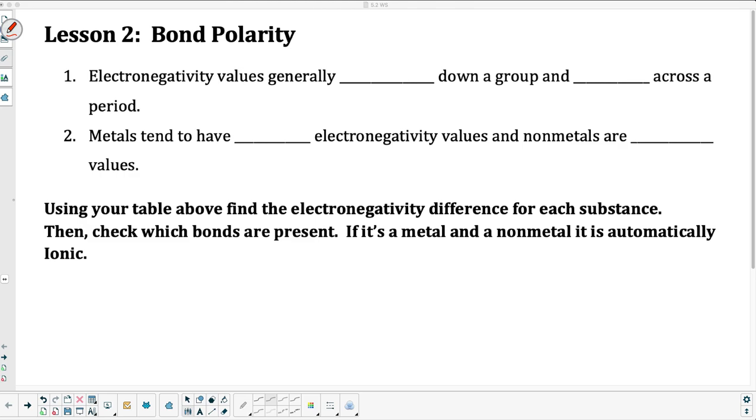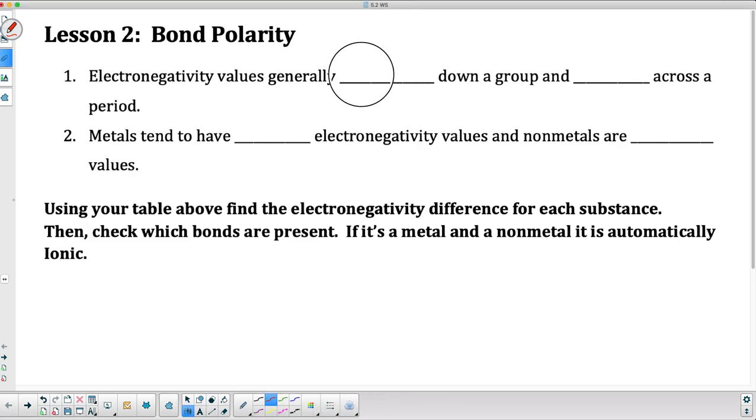Electronegativity values generally, as we go from top to bottom, the value decreases. As we go from left to right, the value for electronegativity increases. Let's just take a quick second to remember what electronegativity is. Electronegativity is the amount of pull an atom has on an electron, like an outside electron. Atoms can pull electrons in. That value is called electronegativity.